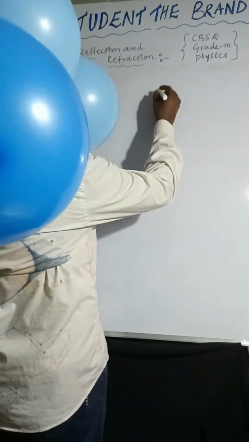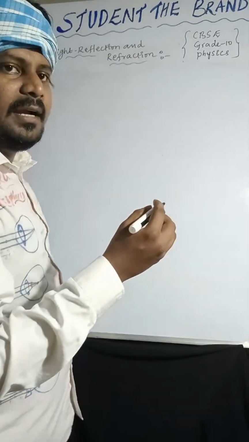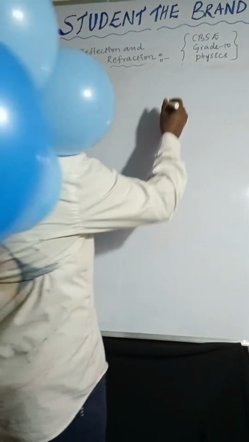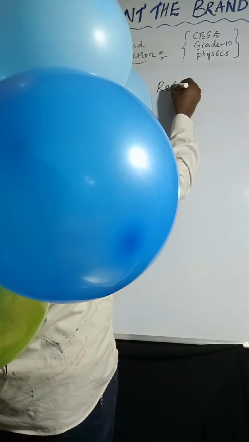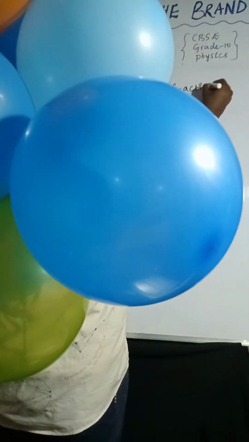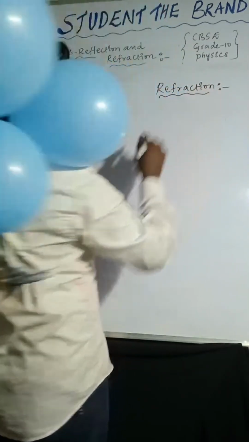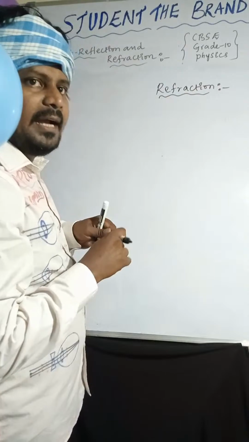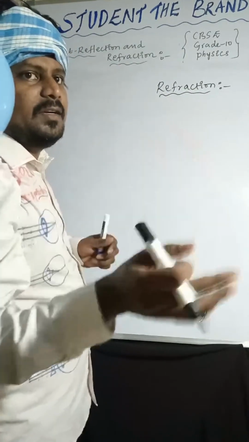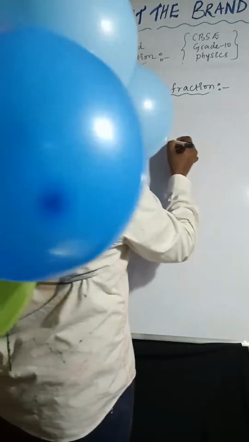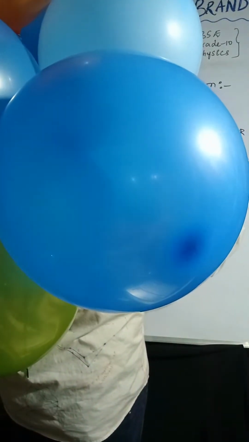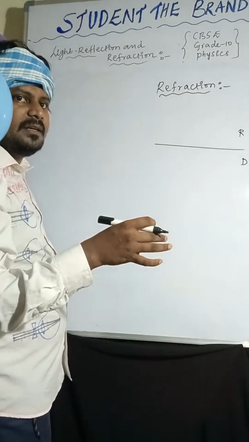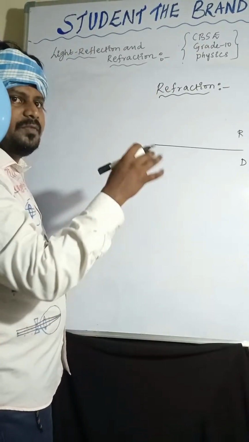So what is refraction? A light ray is moving from rarer to denser. I'm taking this as a rarer medium and this as a denser medium. The light ray is moving from rarer to denser.